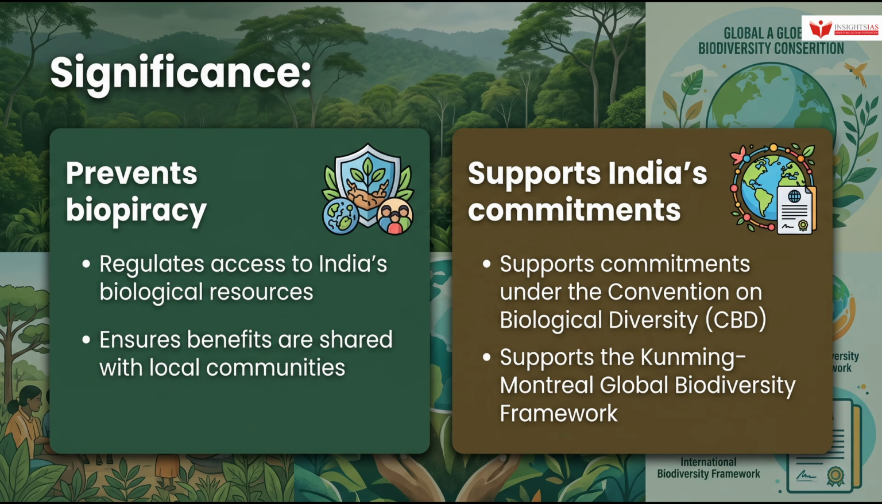So, to quickly recap for your exam, the NBA was established in 2003 under the Biological Diversity Act 2002 to implement India's commitments following the 1992 UN Convention on Biological Diversity. Remember, it oversees 28 state biodiversity boards and about 2.76 lakh local biodiversity management committees. And it recently formed an expert committee on invasive alien species following NGT directions.